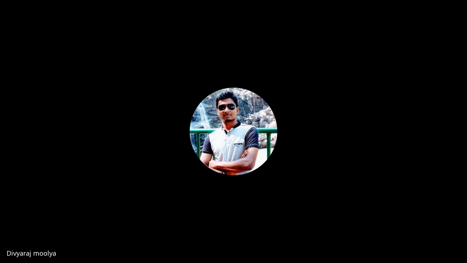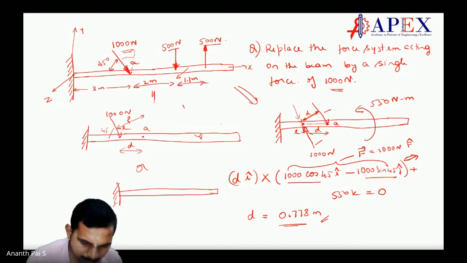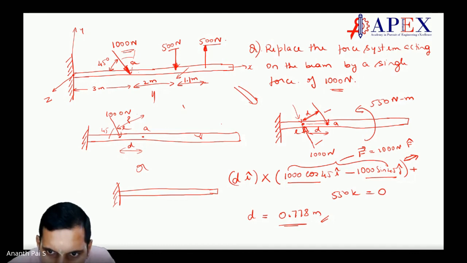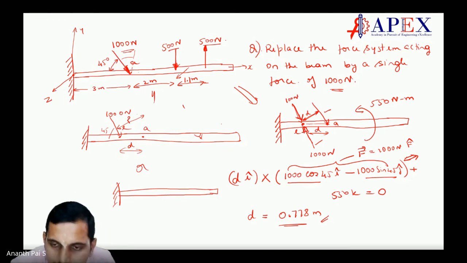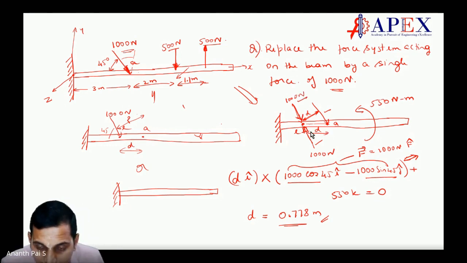Sir, I am a little confused why you took 1000 Newton again in the opposite direction in the third figure. I'm not taking it in the opposite direction. At E, I'm equating 1000 Newton here, 1000 Newton here. And this 1000 Newton and this 1000 Newton produces a couple.